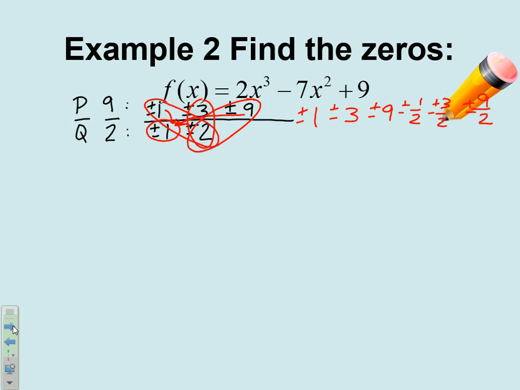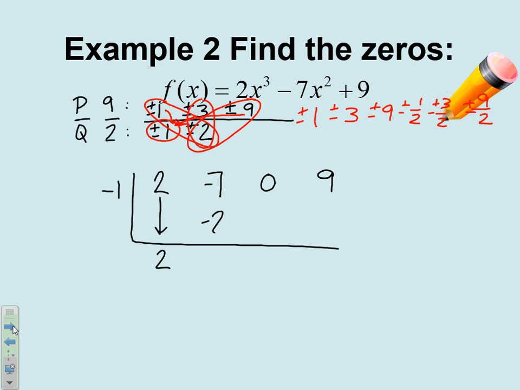So now we've got to be a good guesser. So set up the division. 2x to the third, negative 7x squared, no x's, regular number. And now I just guess from my list. I have plus or minus 1, 3, 9, 1/2, 3/2, which is like 1.5, and 9/2, so 4.5. So I just guess, and I hope I'm a good guesser, because if I am, then I don't have to keep guessing. Last time I started with negative 1, it didn't work, but this time I have a good feeling. So I'm going to put negative 1 down there and try this out.